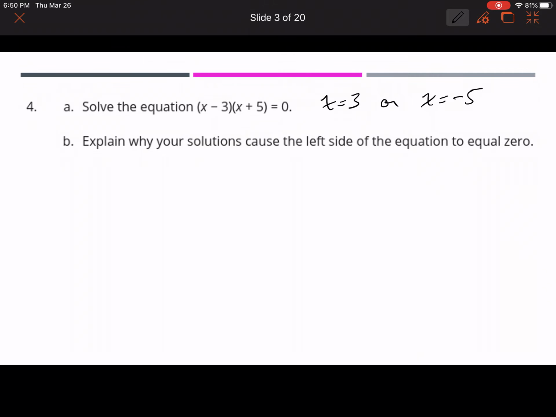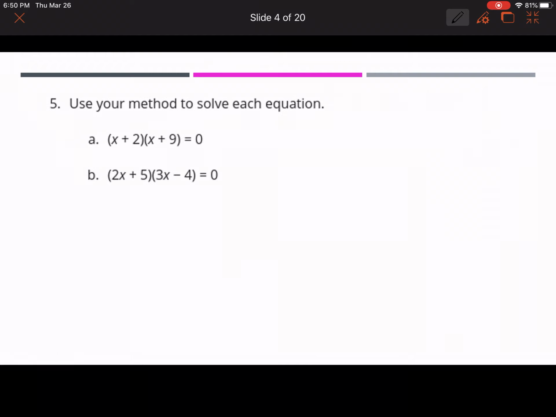Explain why your solution causes the left side of the equation to equal 0. We could explain that in words, but because either one of those numbers creates a 0 and we're multiplying by that 0, it's going to end up being 0 equals 0. So using this method, we're going to solve each equation. So let's start with A.